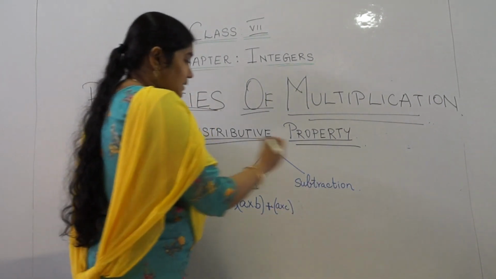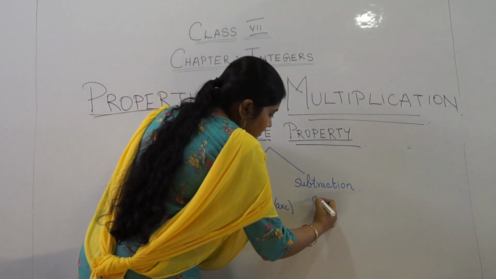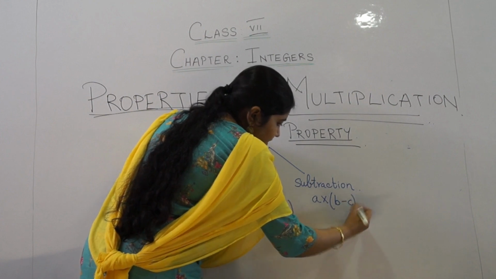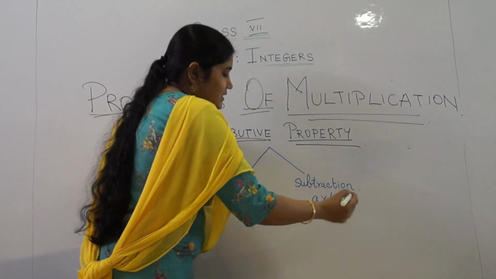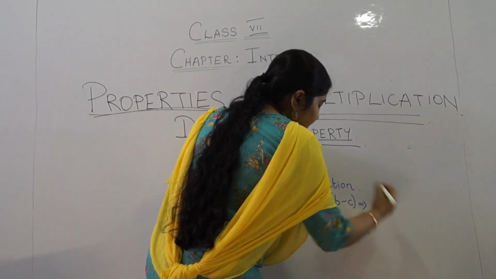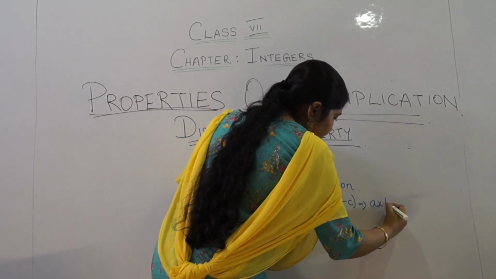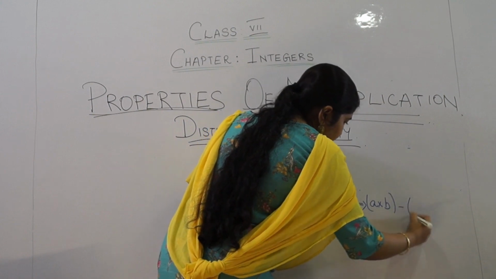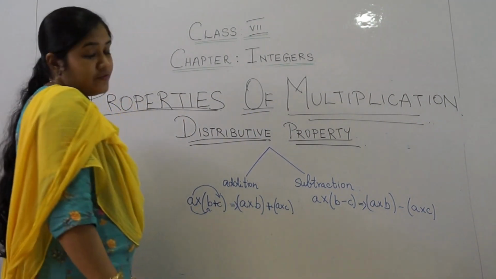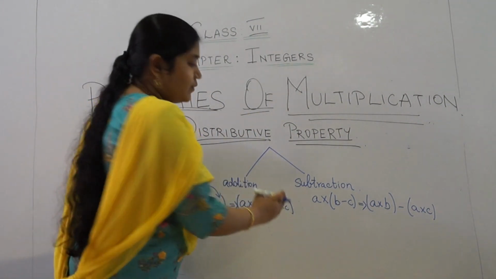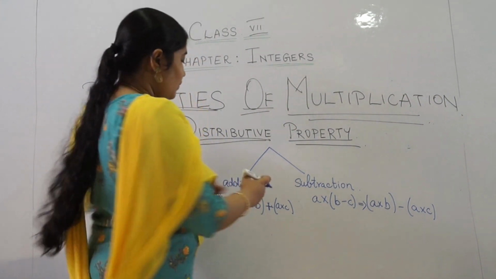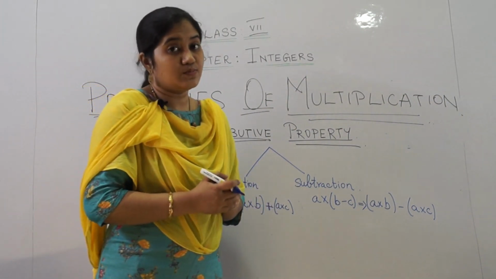Now in subtraction, what happens? Similarly, a into b minus c. Since this is subtraction, it is b minus c. So now what has happened? It becomes a into b minus a into c. So for now, let's just understand what it states. Okay, later when we work out the exercises, we will apply these properties so that it is more clear for us.